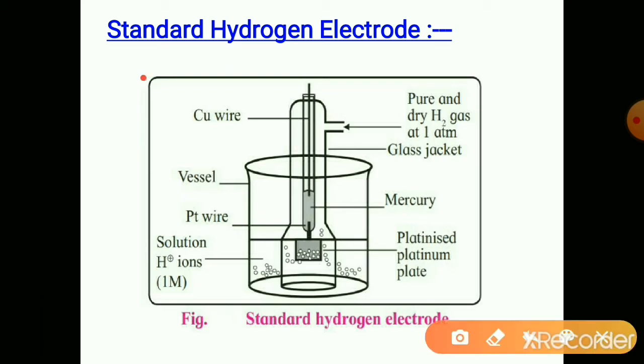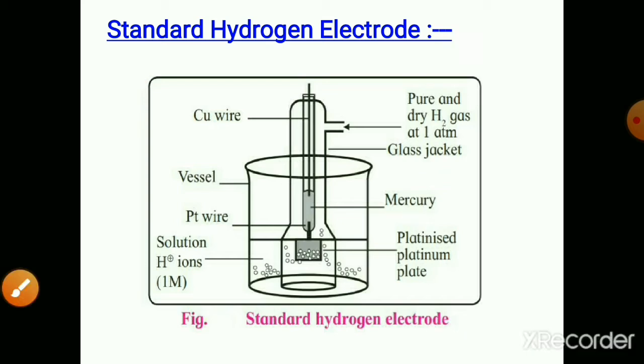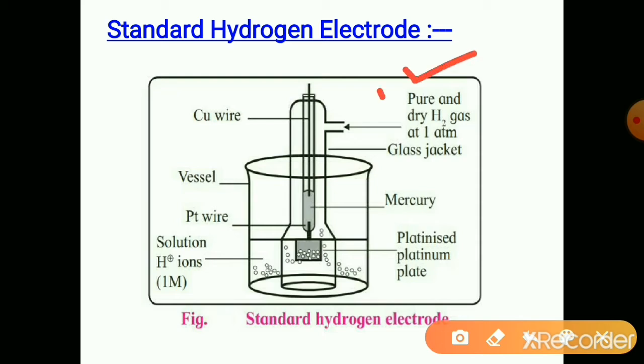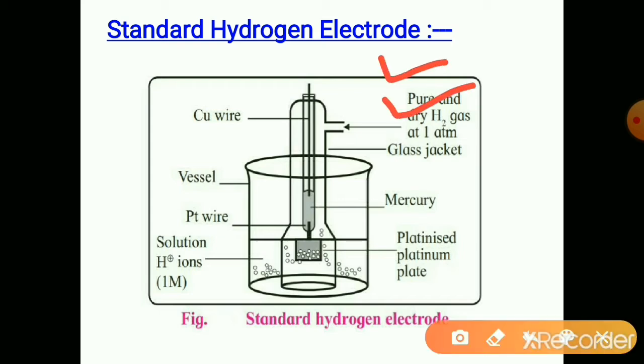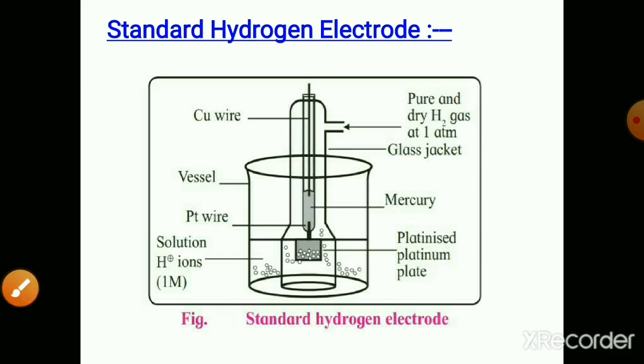But the difficulty in setting up the SHE is that obtaining pure and dry hydrogen gas is very difficult, as moisture may enter into that hydrogen gas. We need pure and dry hydrogen gas, so obtaining this gas is difficult. These are the difficulties in setting up the SHE. This is the first difficulty.